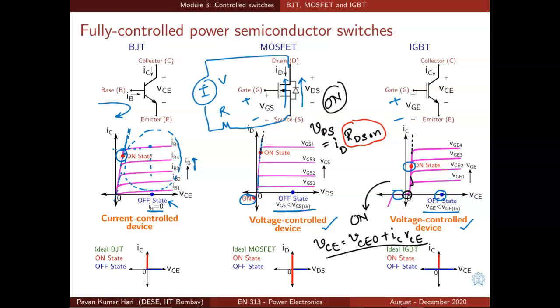However, these actual VI characteristics will be used for loss calculations mostly, and as far as the circuit analysis is concerned, the ideal VI characteristics are used.